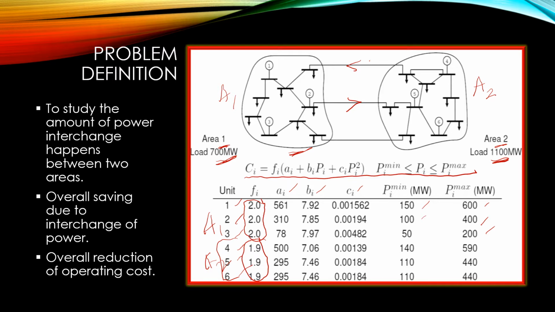Here we can understand from this cost equation that the cost of power in area 1 is costlier than area 2. So we can share the power and reduce the overall operating cost of the system, and also we can save money, power, and energy by interconnecting the two areas.